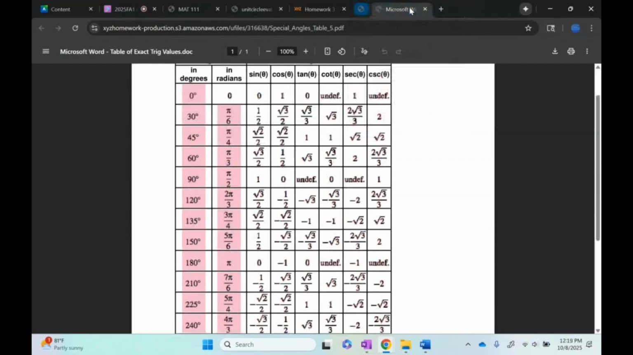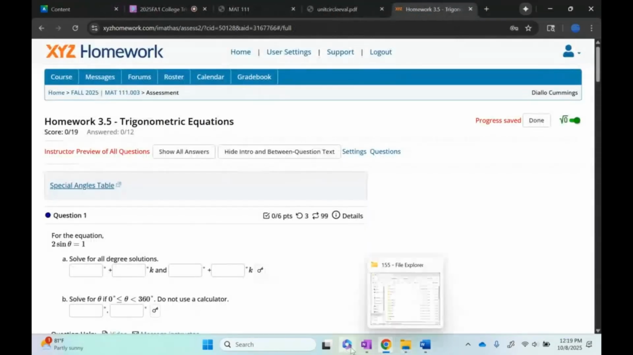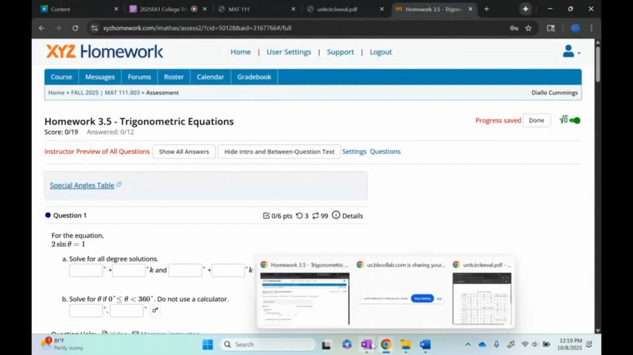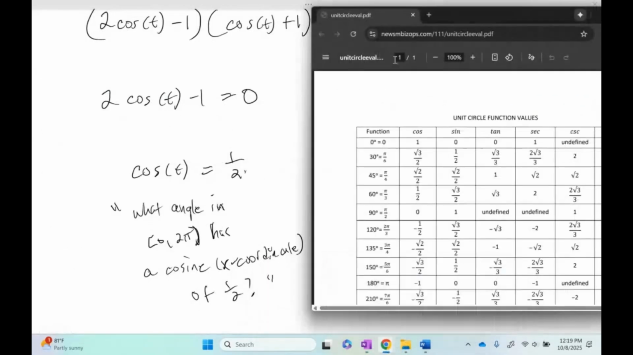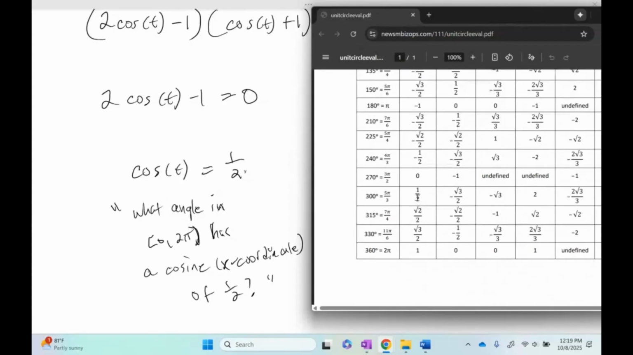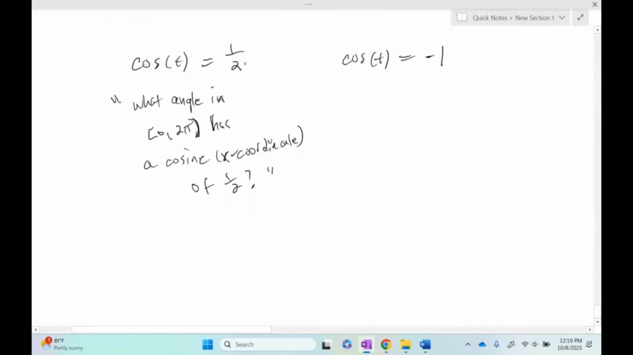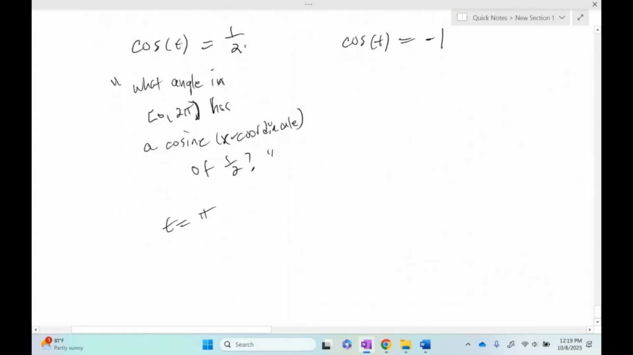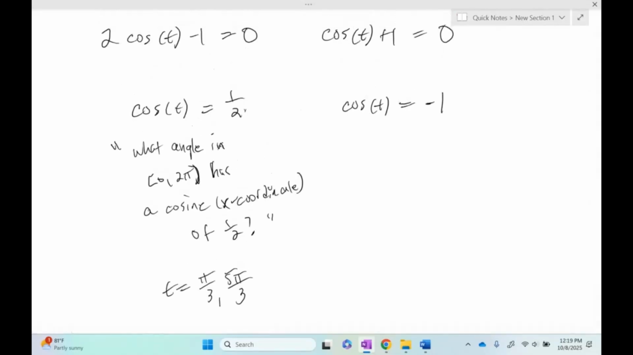All right, so let me just close those down. The cosine is positive 1/2. It looks like pi over 3 and 5 pi over 3. So t is equal to pi over 3 and 5 pi over 3 for that equation.